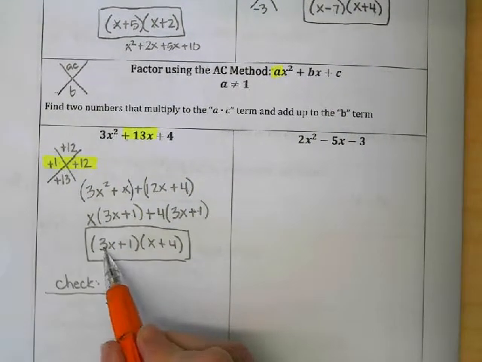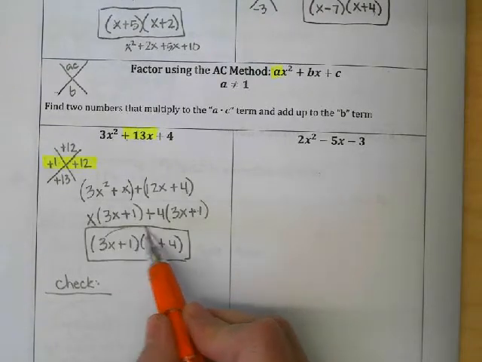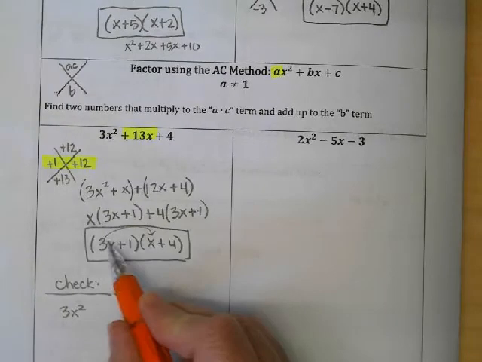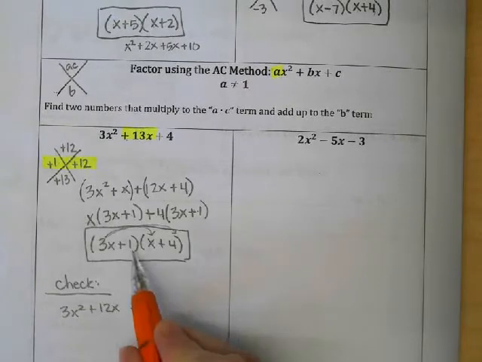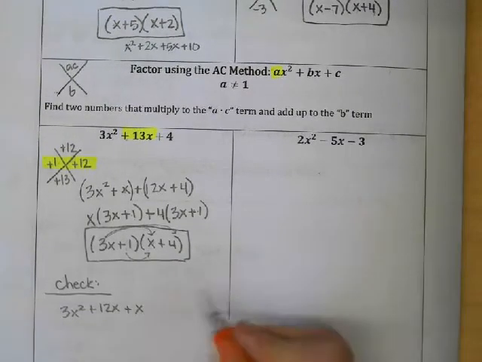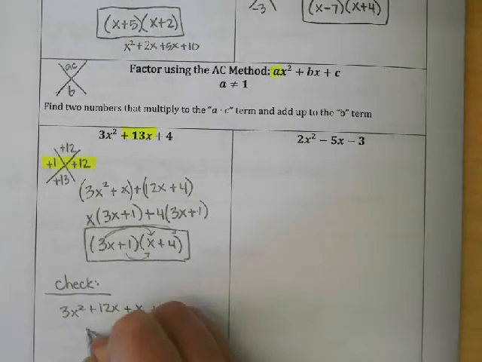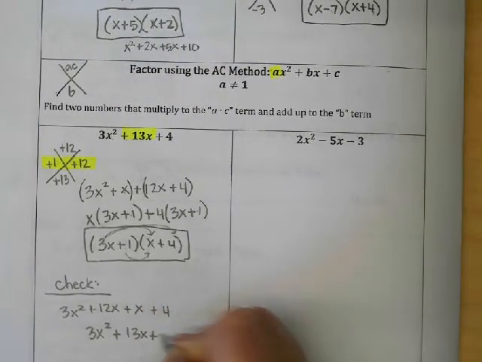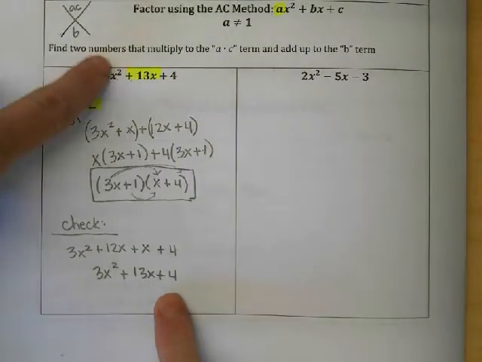Okay, so I'm just doing the distributive property twice. I'm going this times this is 3x squared. This times this is 12x. Okay, now I'm distributing this twice. 1 times x is x. 1 times 4 is 4. Combine like terms, 3x squared plus 13x plus 4. So I know I did it right because this is the original problem.